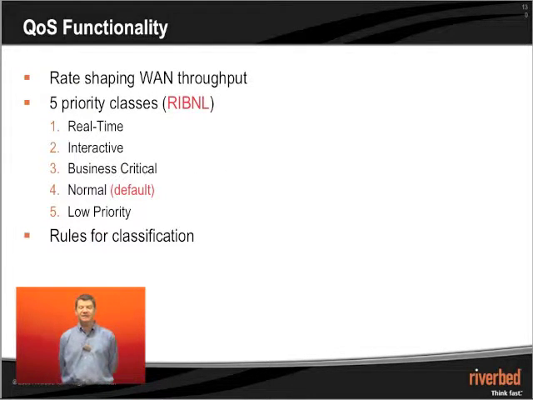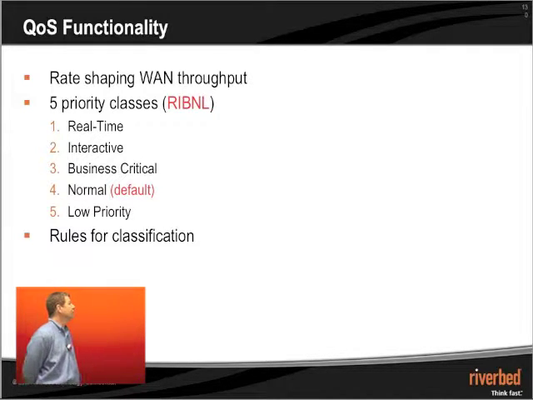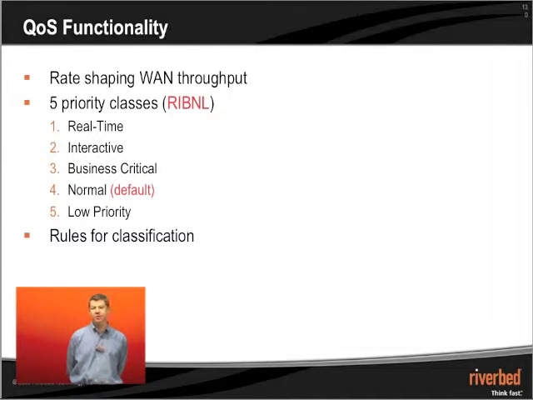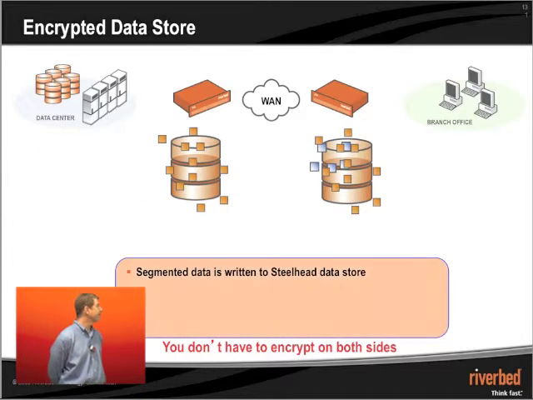We should memorize the 5 different priority classes. The 5 different classes are real-time, interactive, business, normal, and low priority in that order. The default class is normal, and I remember them by writing down "RIBNL", which was a trick to memorize the 5 different classes and their order.